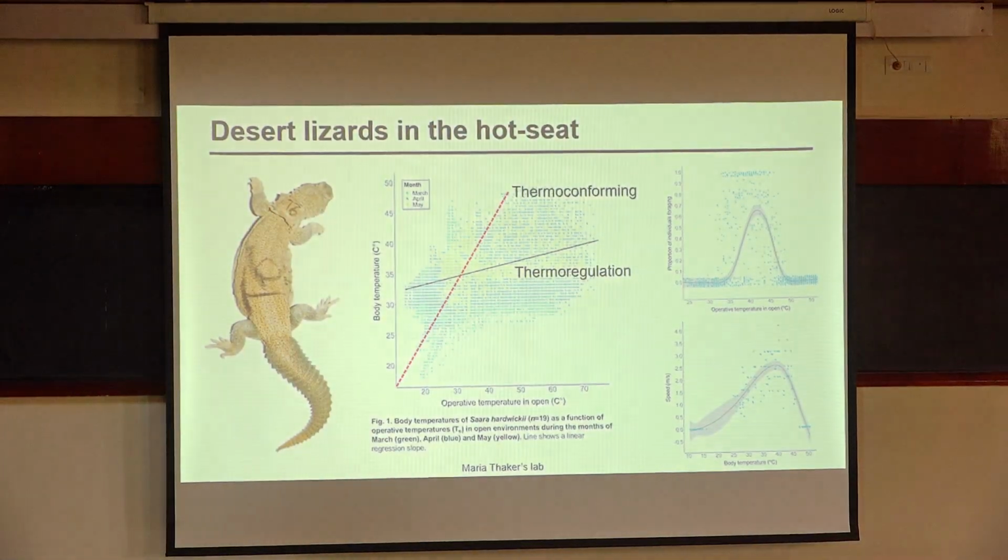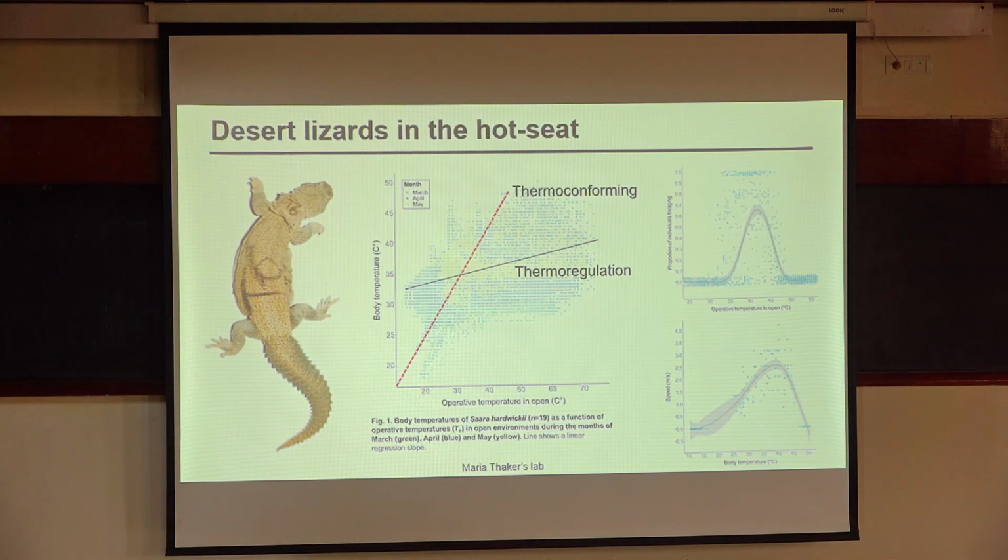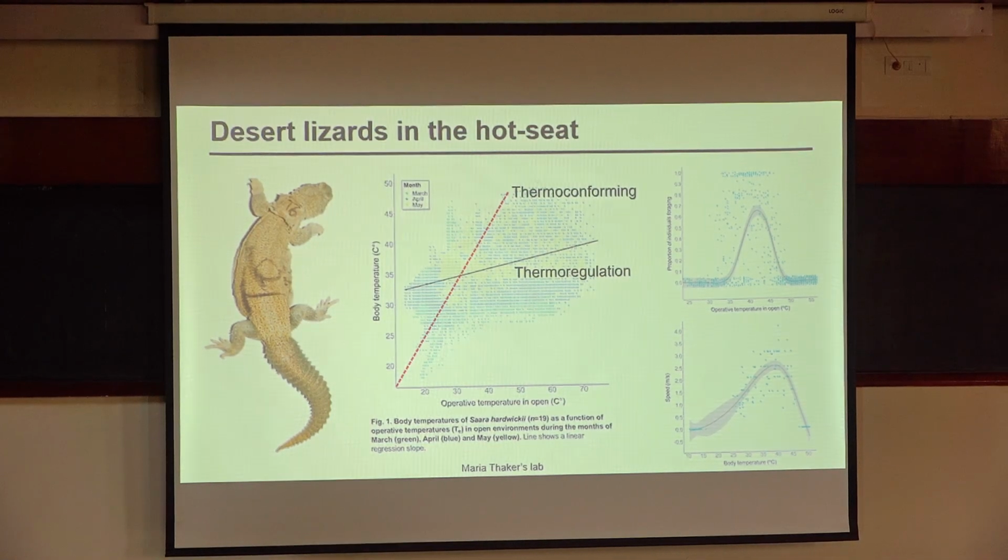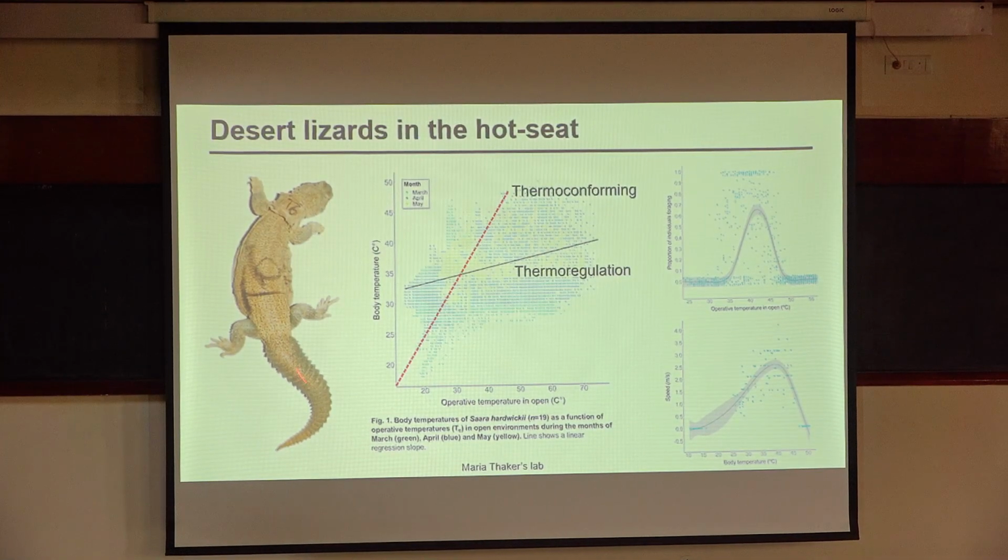Many people think lizards are cold-blooded, so whatever the ambient temperature is, whatever the outside temperature is, that's the body temperature of the lizard as well. So if the spiny-tailed lizard was perfectly ectothermic, then its body temperature would be along that line. So whatever the operating ambient temperature is, that should be the temperature of the lizard's body also.